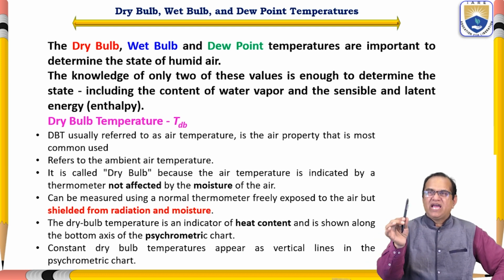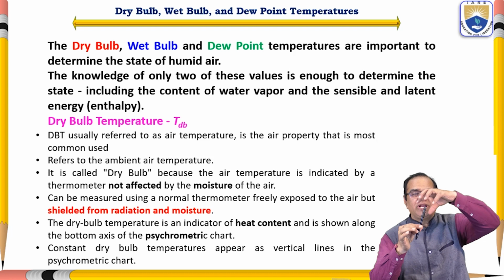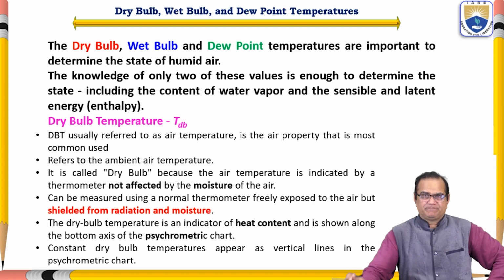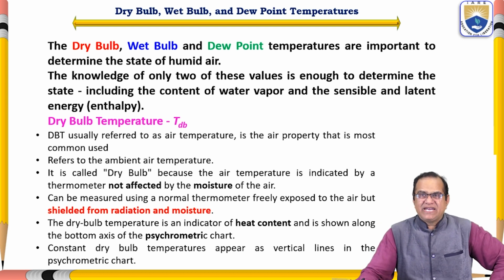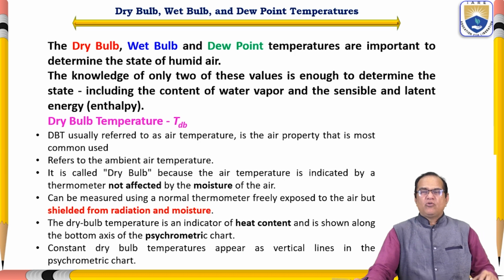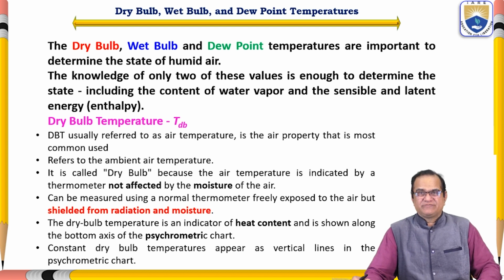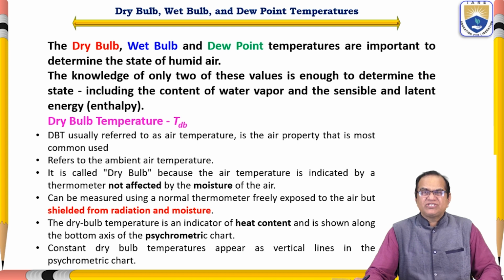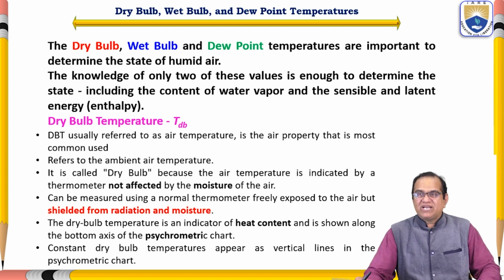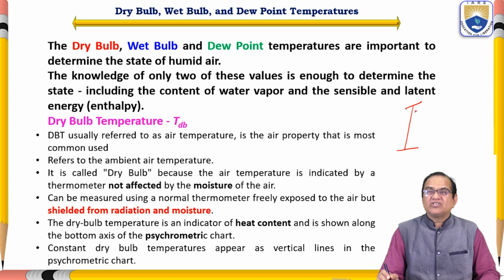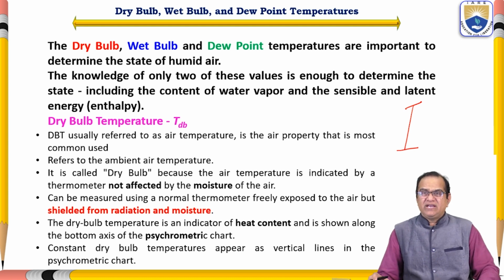So if you take this thermometer and put it like this, it indicates how much temperature is there, and even if there is moisture in the atmosphere, this will give the dry bulb temperature. The dry bulb temperature is an indicator of heat content and is shown along the bottom axis of the psychrometric chart. So if you see the psychrometric chart, this will be shown at the bottom of the chart. That is called the dry bulb temperature. Constant dry bulb temperatures appear as vertical lines in the psychrometric chart.